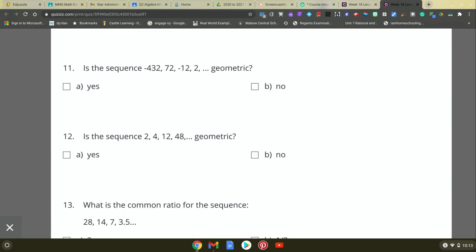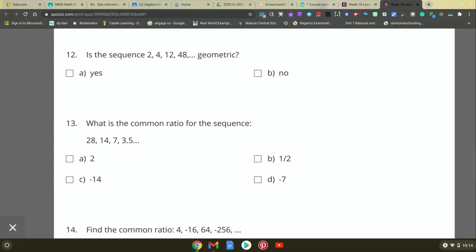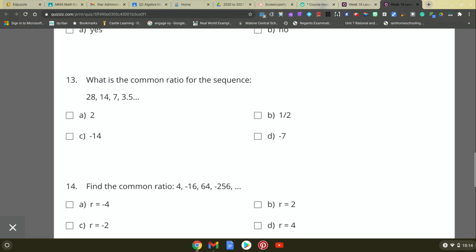Number 12, is the sequence 2, 4, 12, 48 geometric? Yes or no? Is a number being multiplied to get to the next number in the sequence? Number 13, what is the common ratio for the sequence? So what number is being multiplied each time? Now this is decreasing, so it's going to be a fraction or a decimal.